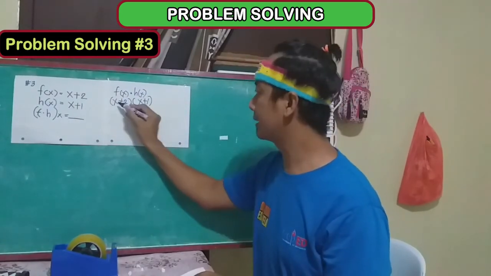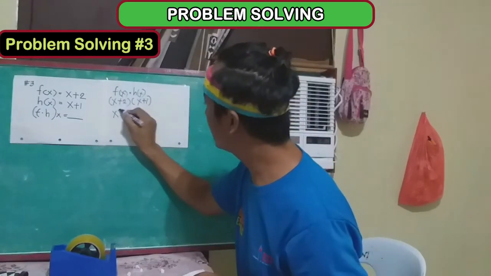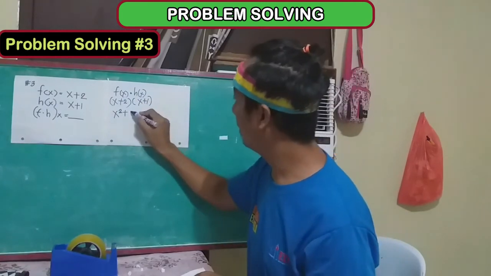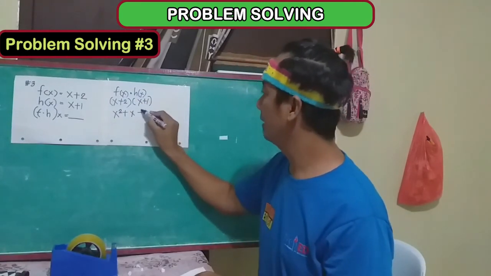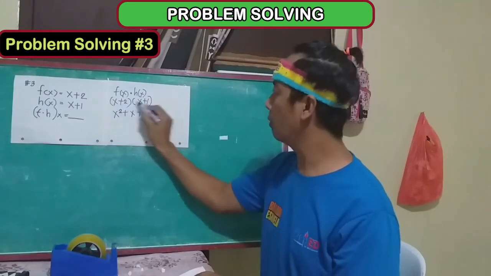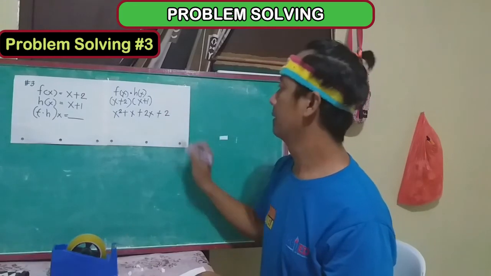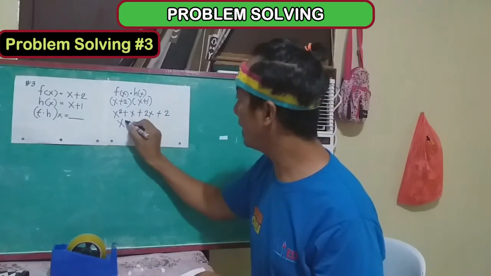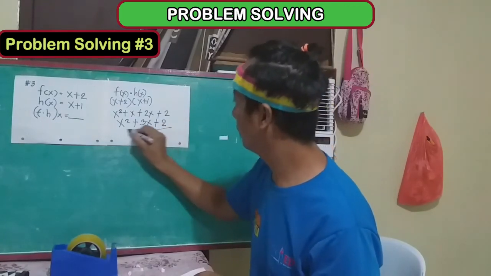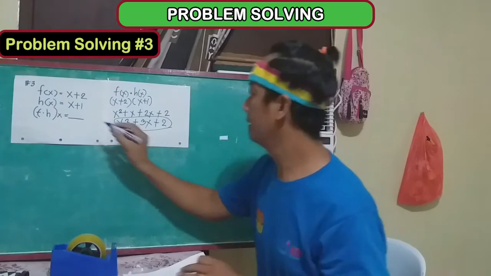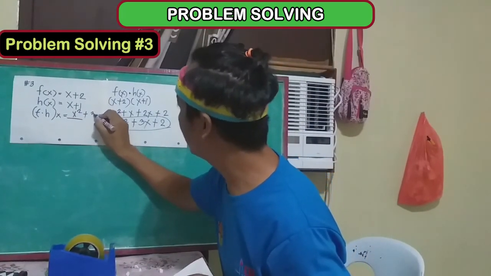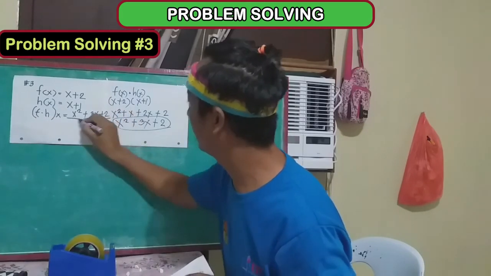FOIL method. First term, x squared. Outer term, x na lang. Inner, 2 times x. So, 2x. Last, 2 times 1. So, simplify. X squared plus 3x plus 2. Answer. F times h of x is equal to x squared plus 3x plus 2.